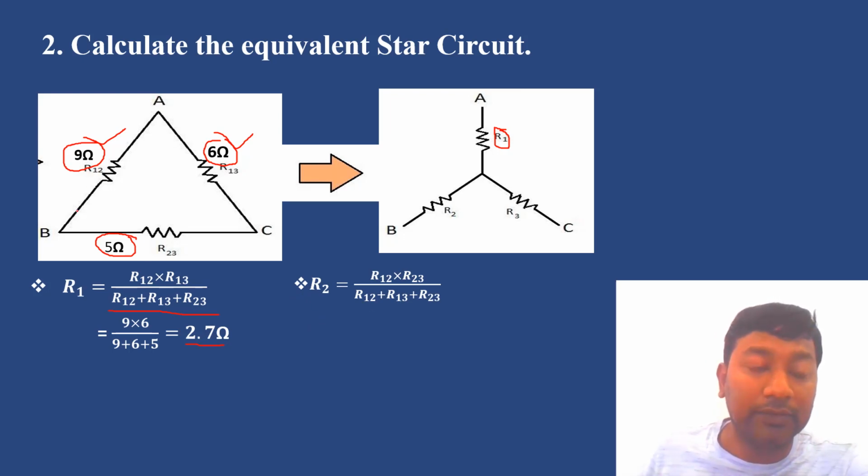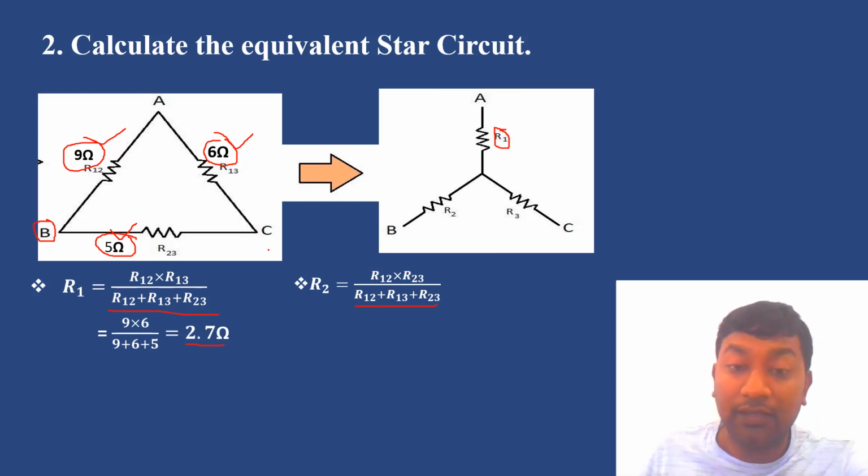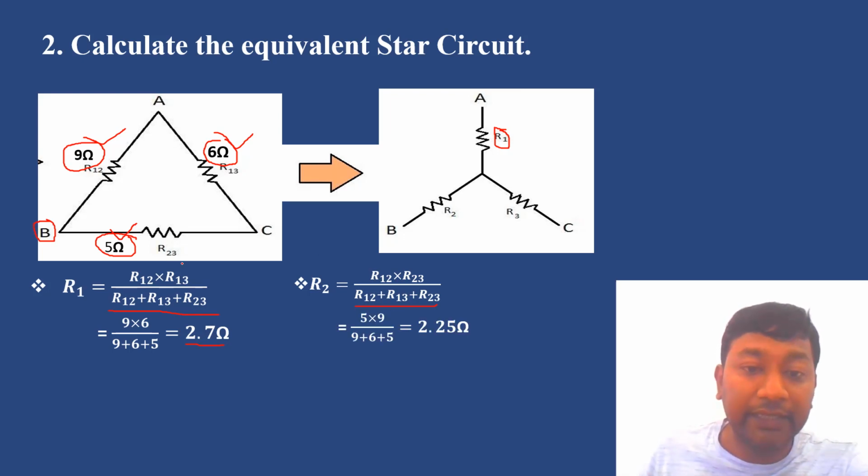Similarly, we calculate the value of R2. R2 is the resistance which is a multiplication of 9 ohm and 5 ohm, the resistances connected to the B point. Two resistances are connected, one is 9 ohm, another is 5 ohm. We multiply these two divided by the total resistance. This term is common for all three cases. So 5 into 9 divided by 9 plus 6 plus 5. 5 into 9 is 45, divided by 20, so the answer is 2.25 ohm.